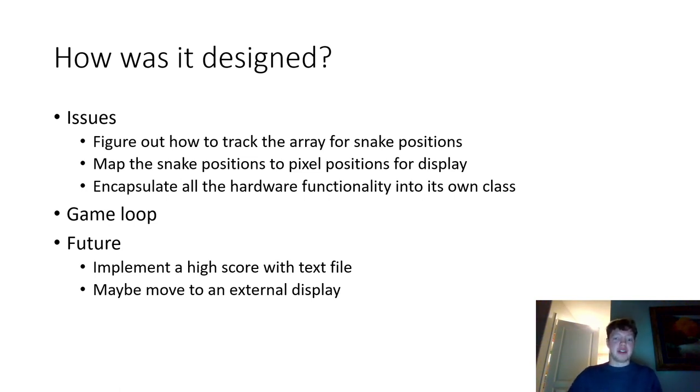For the future, one of the things I want to implement is a high score. That means writing a high score to a text file, and anytime you start it up, it will read that text file and display it. So it'll say, "Hey, this is a new high score," and if you beat that score at the end of the application, it will write the new one. And then maybe move to an external display, like with an HDMI cord or something like that, to a bigger display, so it's easier to read. I'm going to end with a functional demonstration.